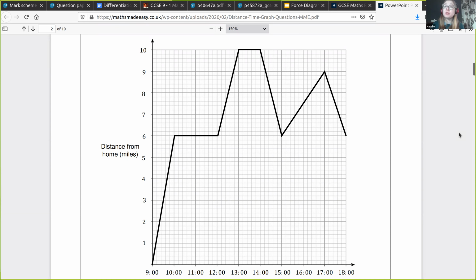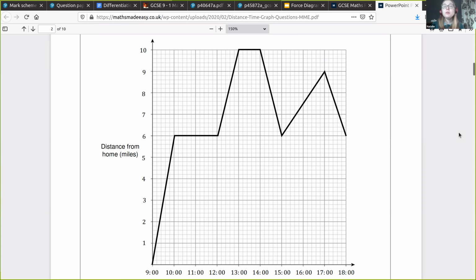Now, there are lots of different sections on this graph, so we're going to have a look at each one in turn. Between 9 and 10 a.m., the person doing this journey has travelled from 0, presumably their starting point, to 6 miles from home. And they've done that in a straight line. Can you see that it's a straight line on the distance time graph?